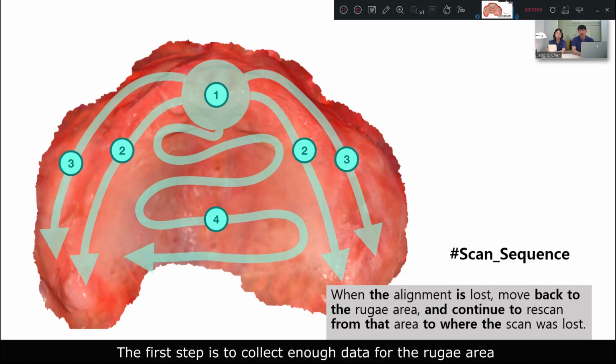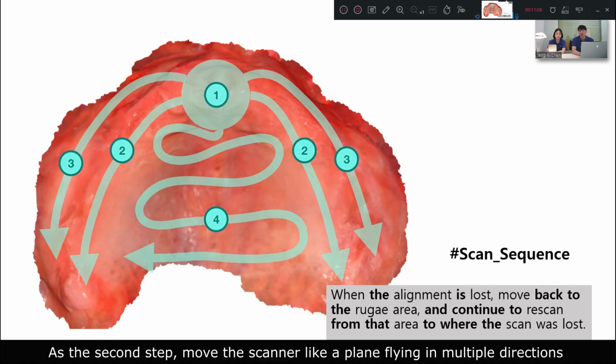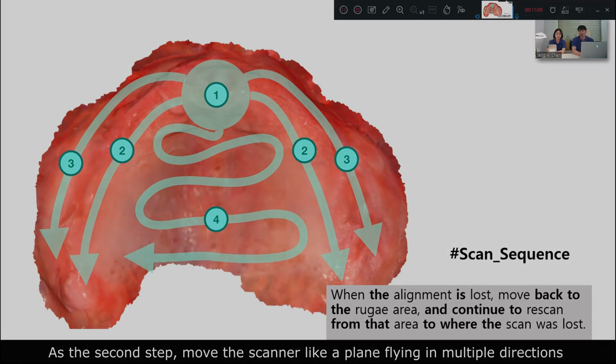The first step is to collect enough data for the ruby area. As the second step, move the scanner like a plane.